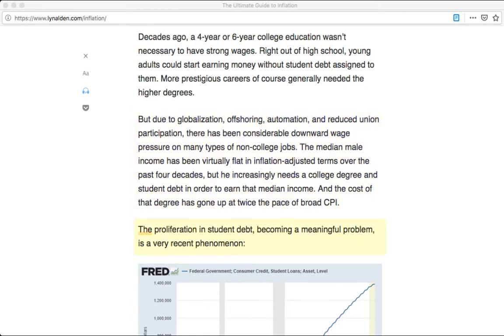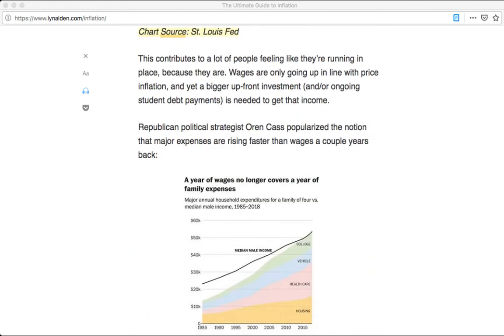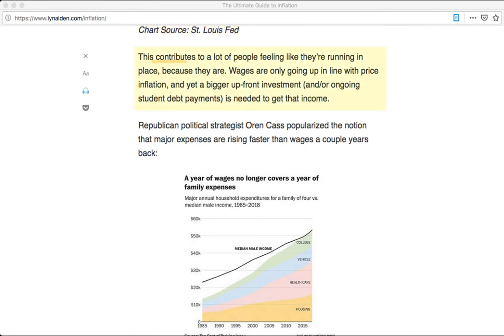The proliferation in student debt, becoming a meaningful problem, is a very recent phenomenon. Chart source: St. Louis Fed. This contributes to a lot of people feeling like they're running in place, because they are. Wages are only going up in line with price inflation, and yet a bigger upfront investment and/or ongoing student debt payments is needed to get that income.